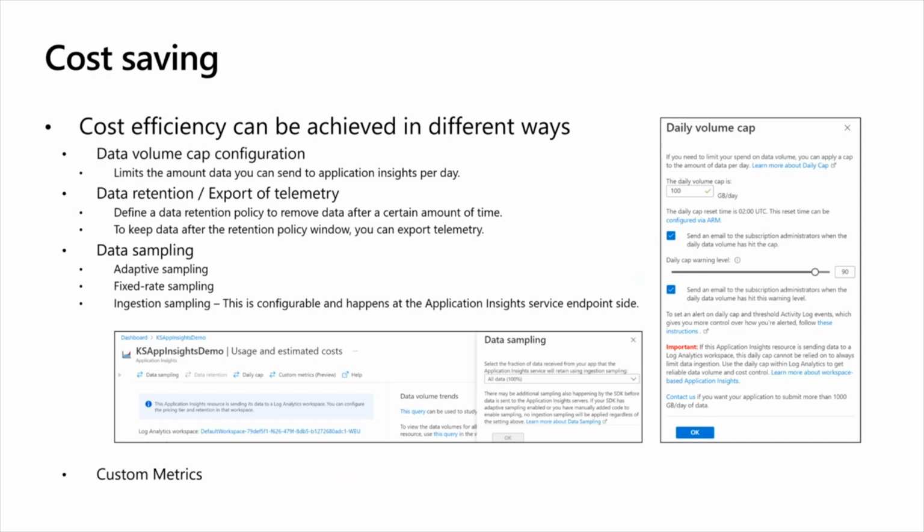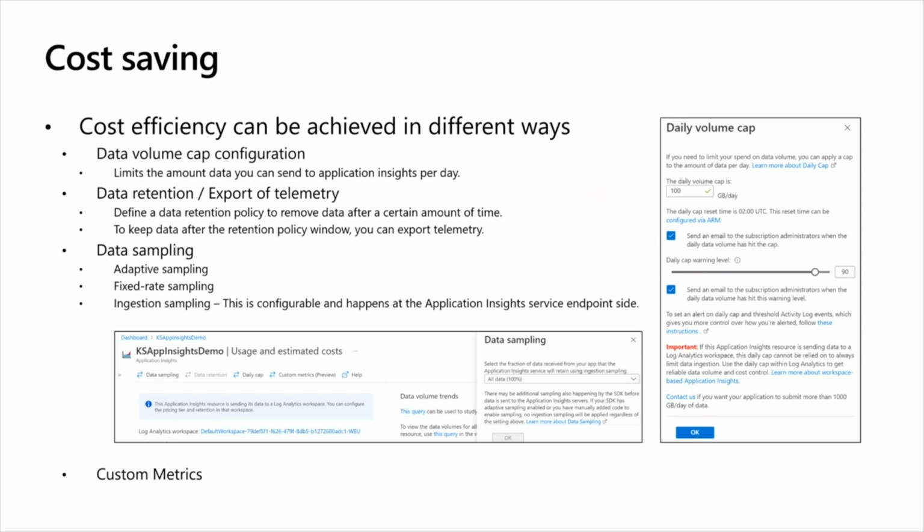The second level would be data retention and export of telemetry. There are also retention policies that you can put on telemetry, and after that, some of the telemetry gets removed based on the date of the retention.